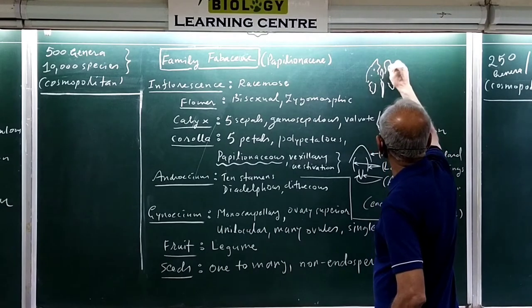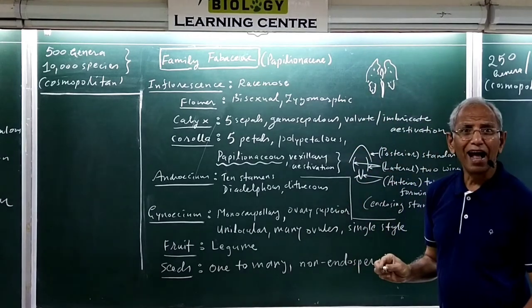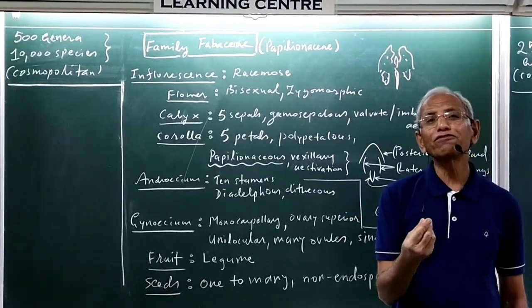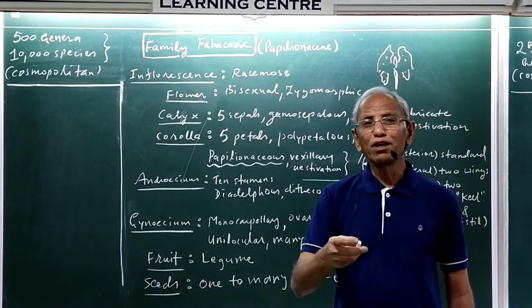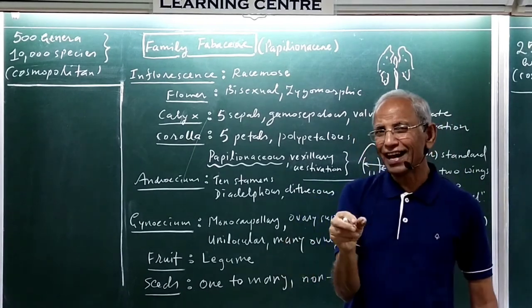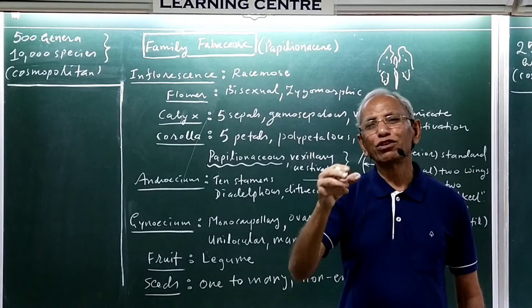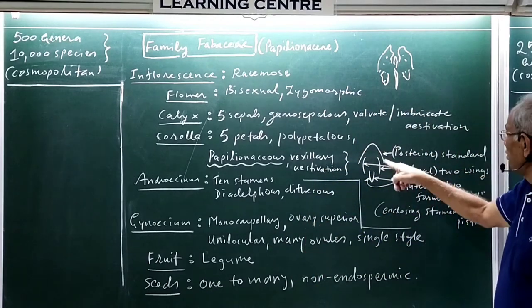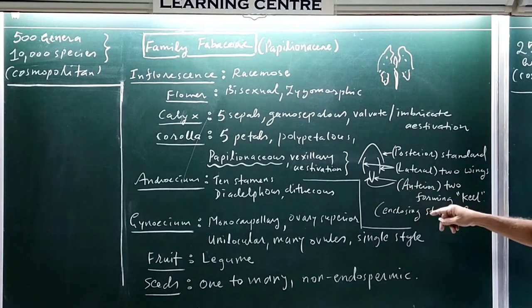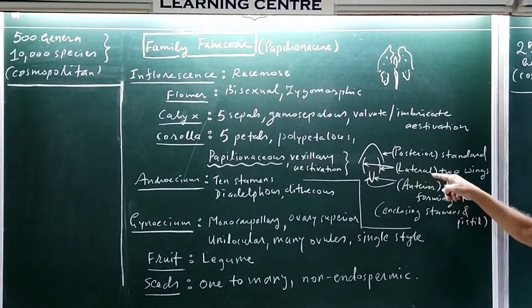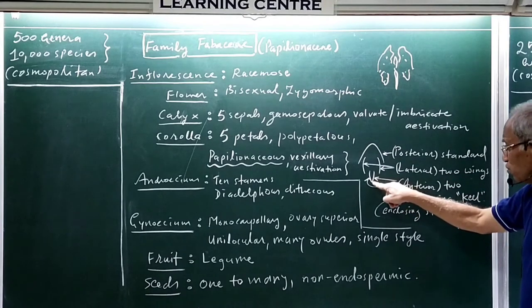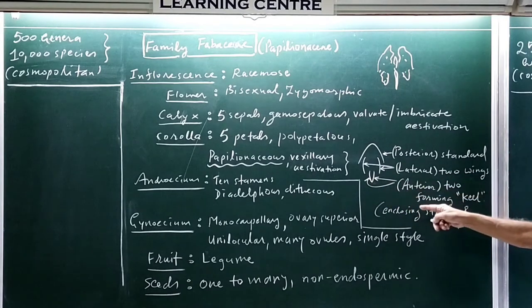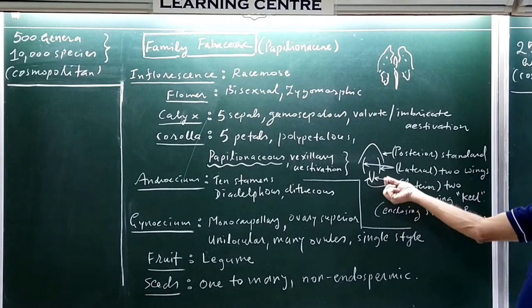Oh my God, it's a butterfly. And you know, the flower of this family probably looks something like a butterfly. Not exactly, but the vexillary situation is of this kind. There is a posterior standard petal, and there are two lateral petals which are called wings, and then there are two smaller ones on the anterior side which make a boat-like structure, the keel.